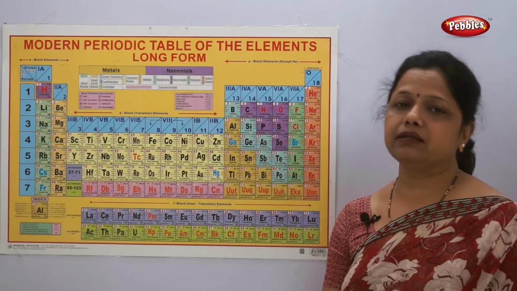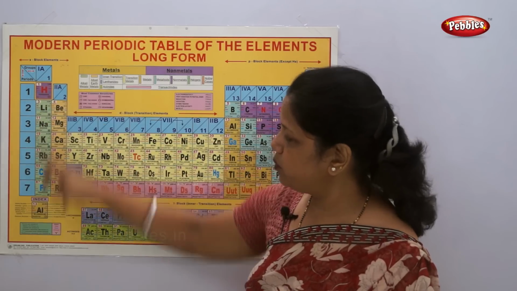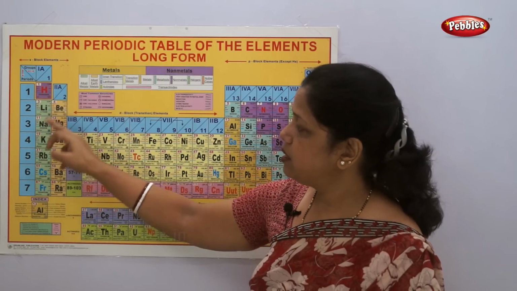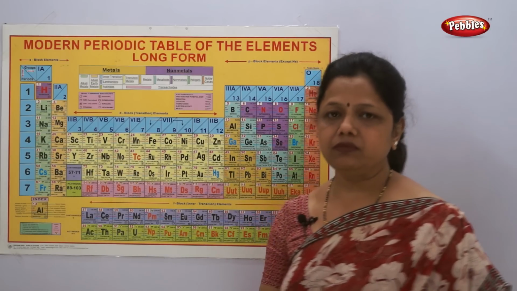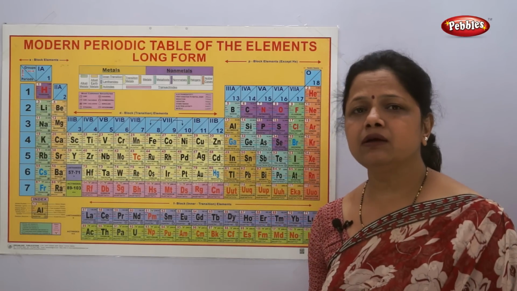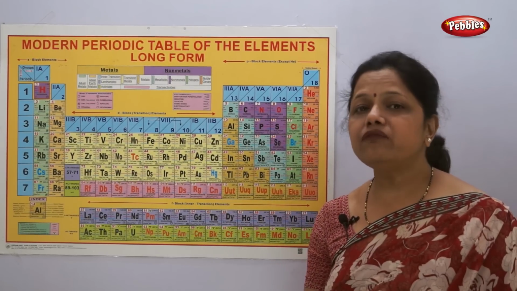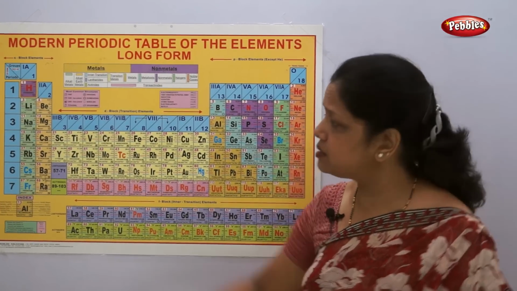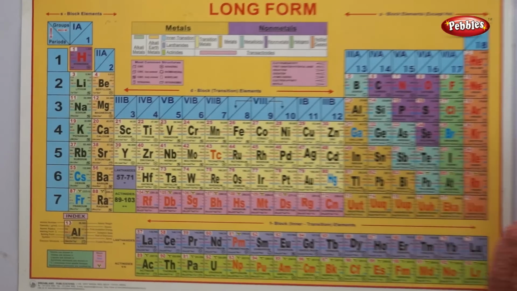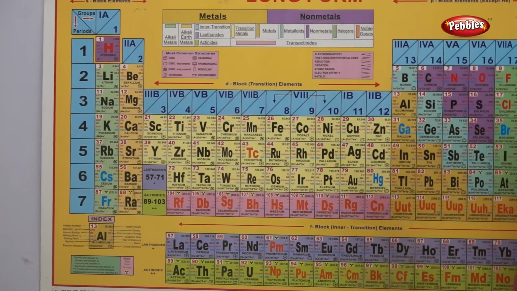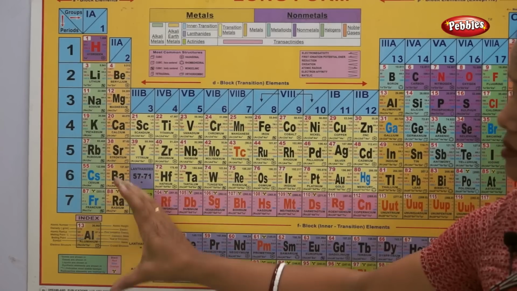Now why does it increase? Because as I said earlier, as you go from top to bottom, the number of shells goes on increasing as you go down the group. Now if the number of shells is increasing, obviously the atomic radius is also increasing. So in a way I can say atomic size increases down the group because the number of shells is increasing. So when you go down the group, the number of shells increases, the atomic size increases.